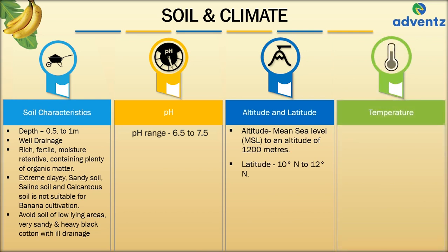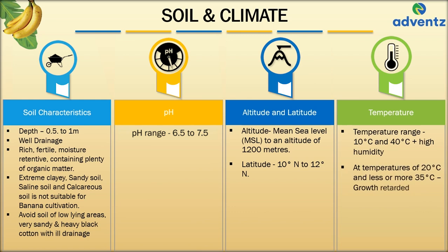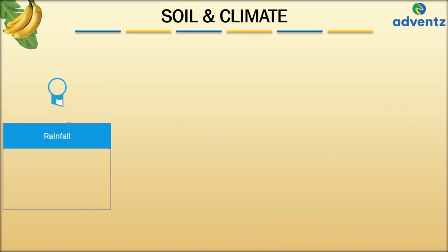Temperature. It can be cultivated in a temperature range of 10 degrees Celsius to 40 degrees Celsius with high humidity, but at temperatures of 20 degrees Celsius and less, and at temperatures of 35 degrees Celsius or more, the banana plant growth is retarded. If the temperature is 24 degrees Celsius or more for a considerable length of time, then the banana plant gives a higher yield.